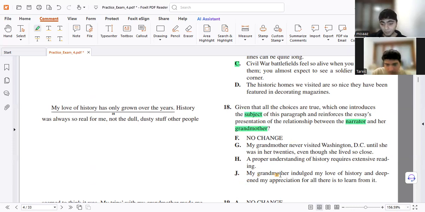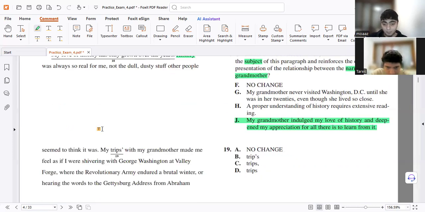My grandmother indulged my love of history and deepened my appreciation for all there is to learn from it. So letter J is correct. He said here for, just like indulge my love, this means the relationship is perfect. But when I said mother never visited Washington until she was in her 20s, we're not talking about grandmother background. And here again, love my history, he starts the second sentence. History was always so real for me.